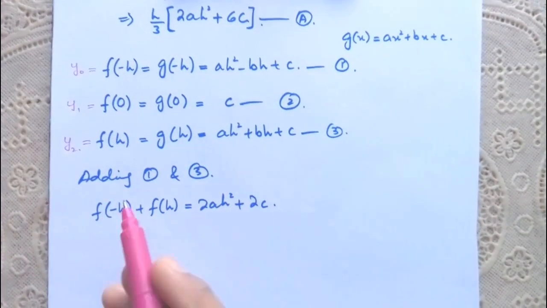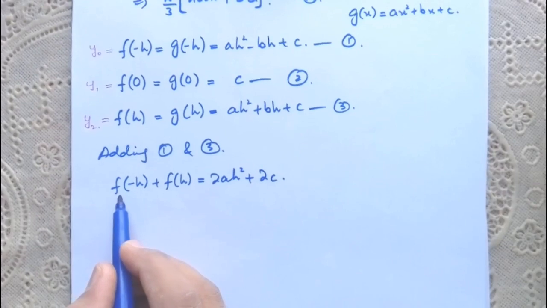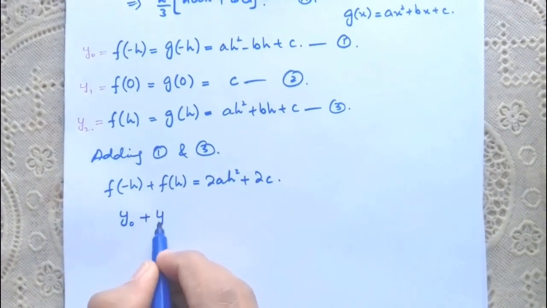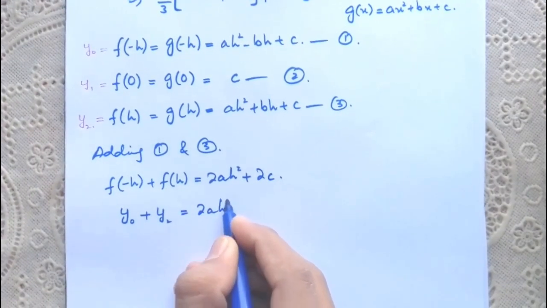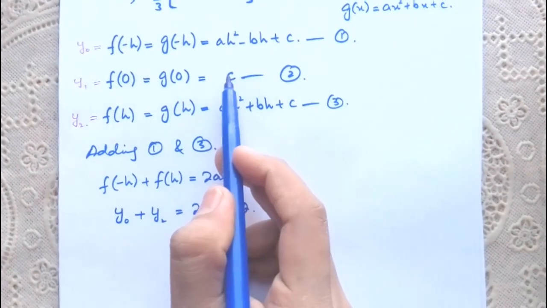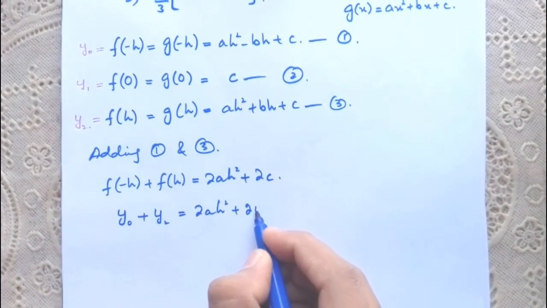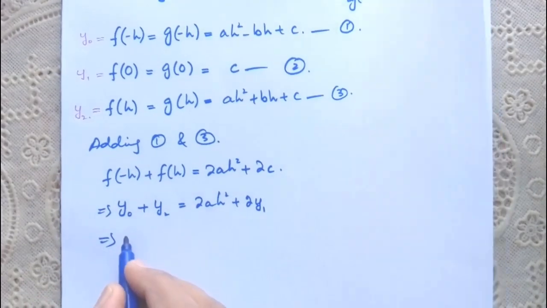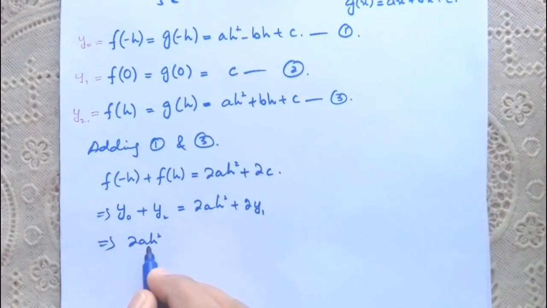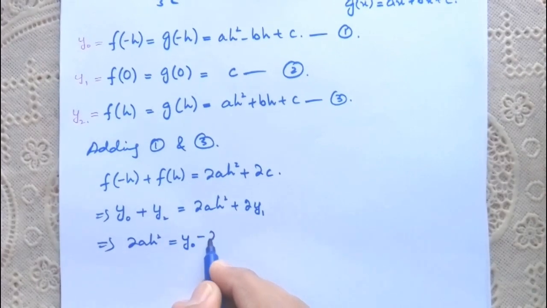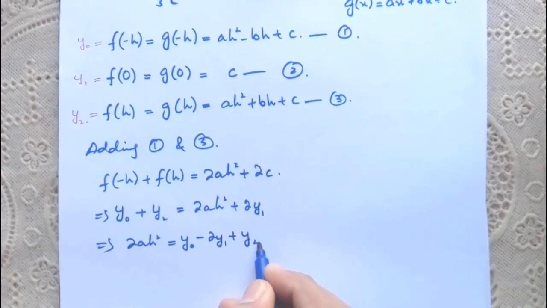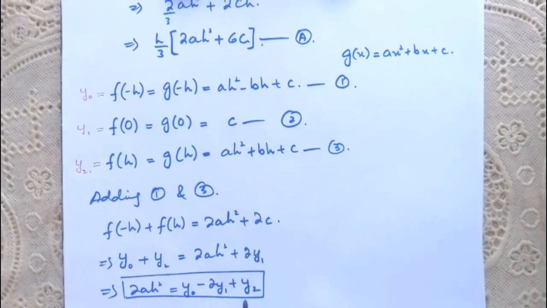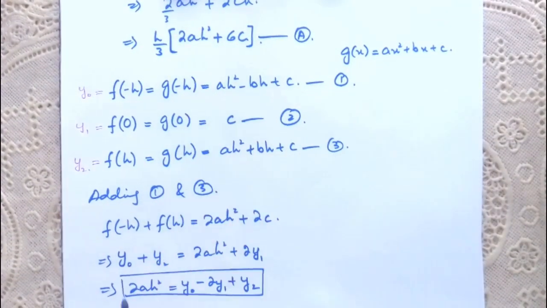Now substituting these values, f of minus h is equal to y naught plus f of h is equal to y2 is equal to 2ah square plus 2c, and what is c? c is equal to y1, right? Or it implies that 2ah square is equal to y naught minus 2y1 plus y2, right? Now substitute this value in a, right?